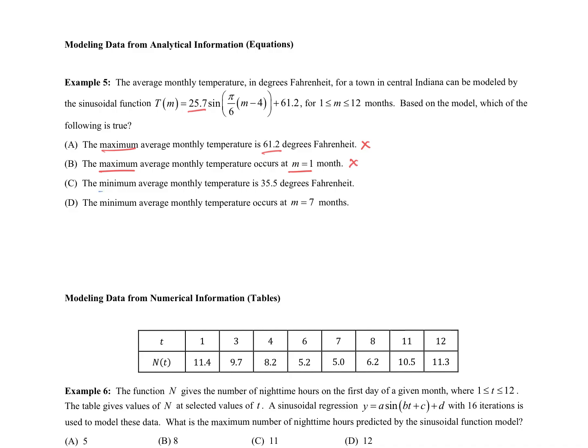Now it's saying the minimum is 35.5. Is that true? So I take 61.2 and subtract 25.7. Do I get 35.5? We do. All right. Now let's look at part D. It says a minimum is going to occur at m equals 7. So if we substitute in 7, what would we get? 3. 3 times pi over 6 is what? Pi over 2. What's happening at pi over 2 for a sine function? A maximum. This is saying a minimum.